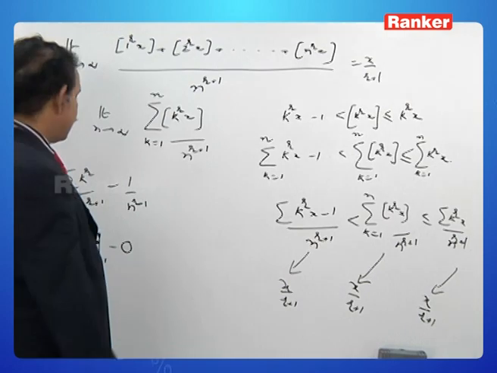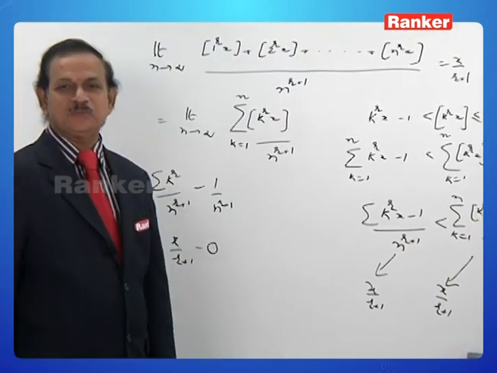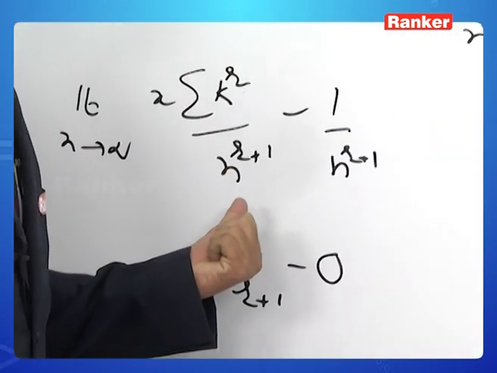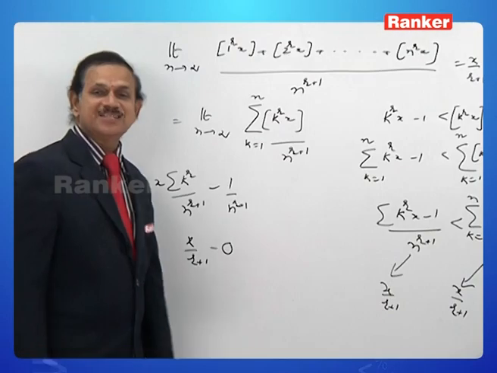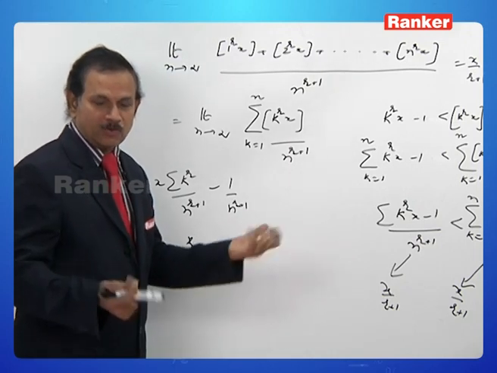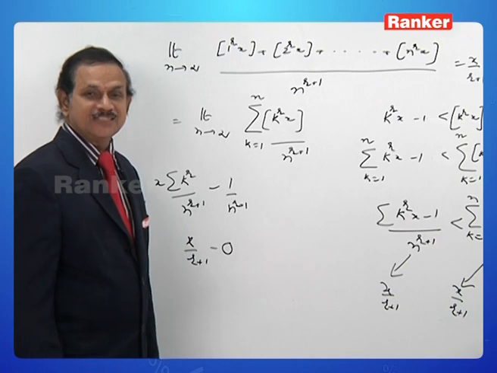Well, to agree with this answer, we must be satisfied with the explanation that the limit of sigma k power r by n power r plus 1, k is equal to 1 to n, tends to 1 by r plus 1. How can we agree with that? Is it true or not?